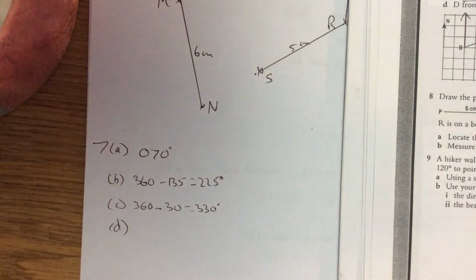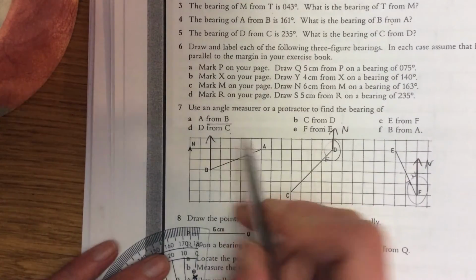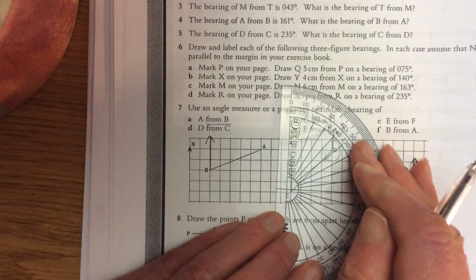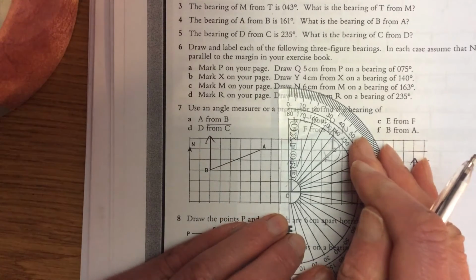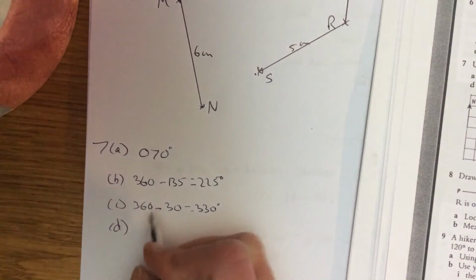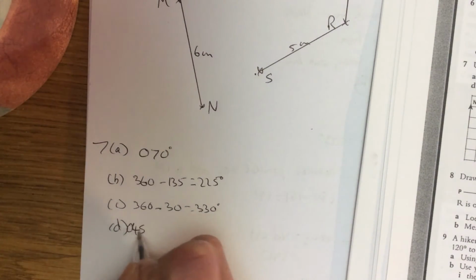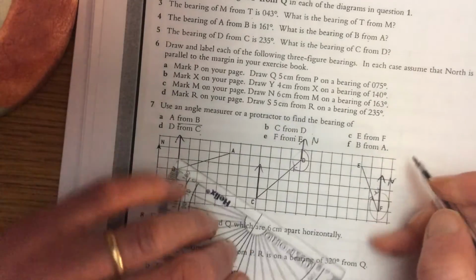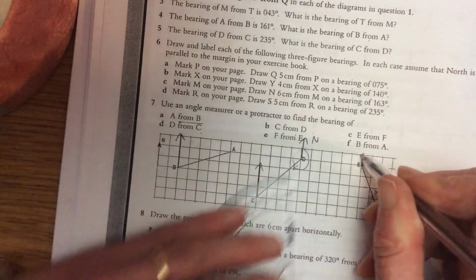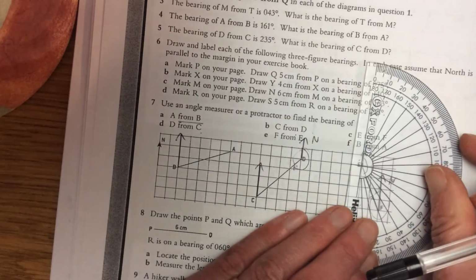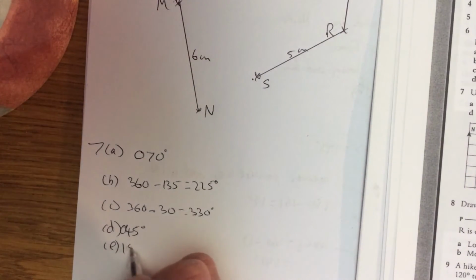Part D. D from C. So you're starting at C, north line in, measure your angle, and it is 45 degrees. So again, you write 045. Part E, F from E. So from E, you put your north sign on and you're measuring this angle this time. So put your protractor on and measure round, and it is 150 degrees.